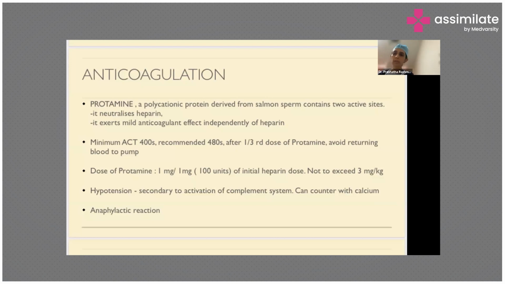And in case hypotension occurs, we can counter it by giving calcium. We also go on to give hydrocortisone, and because it's an anaphylactic shock, that's the way we treat it. At times, it can be quite overwhelming, where we need to go back on cardiopulmonary bypass, and then we have to come off again. So this is about the anticoagulation or procoagulation. I mean, the two drugs that we use, that is heparin to anticoagulate, and protamine to reverse the action of heparin.